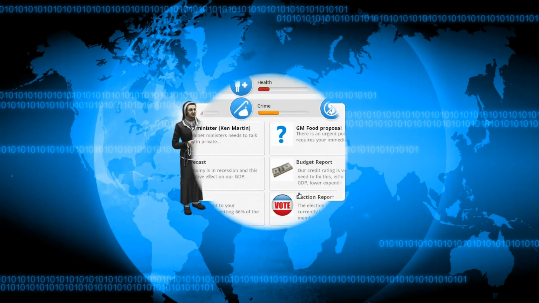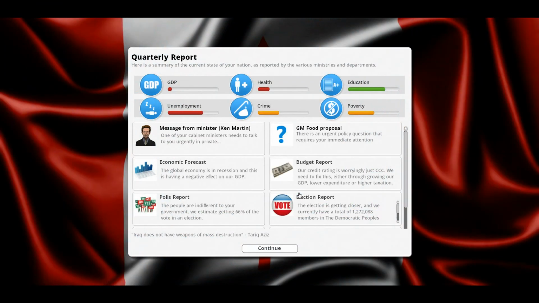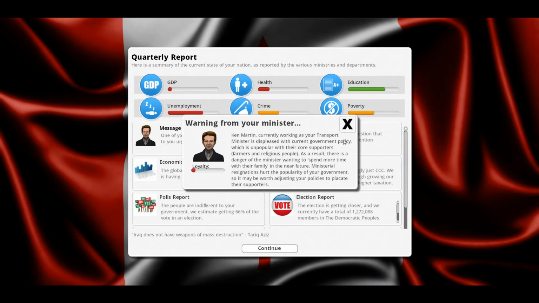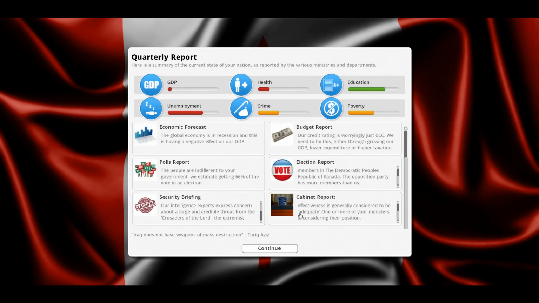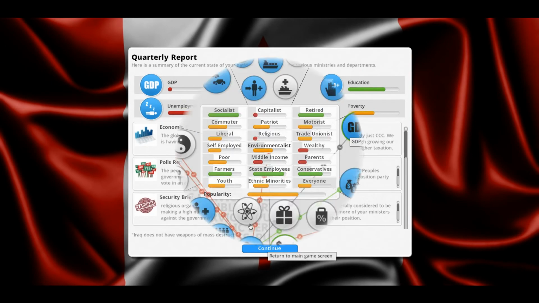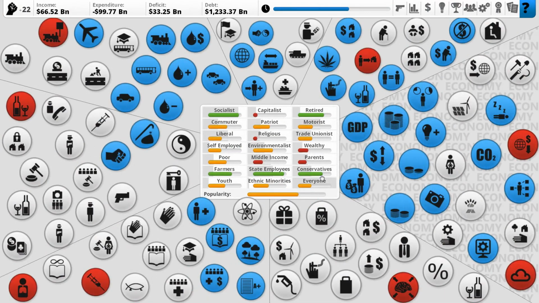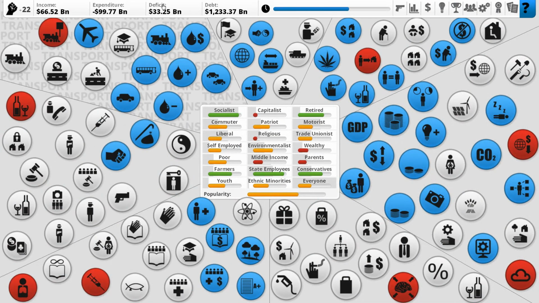It'll remind you every turn that somebody wants to kill you. Our GDP still hasn't gone up. Our cabinet minister doesn't like us. But we may win an election if we make it that far. Okay. Our deficit is getting huge. That's kind of ridiculous.